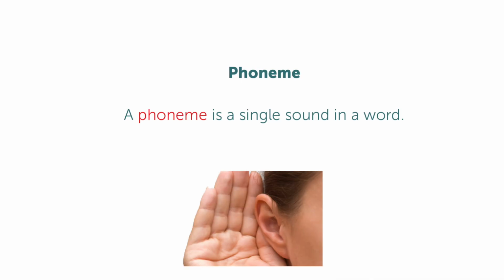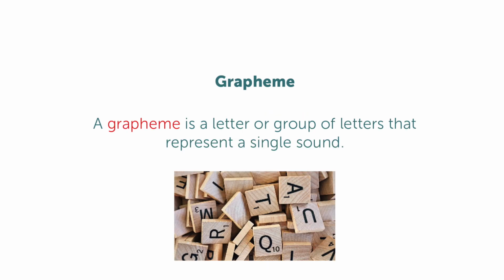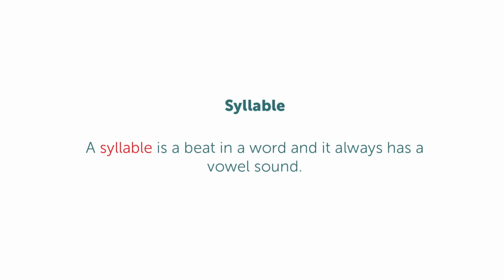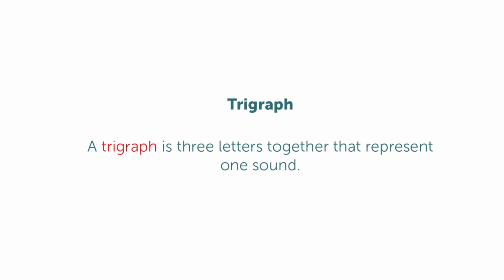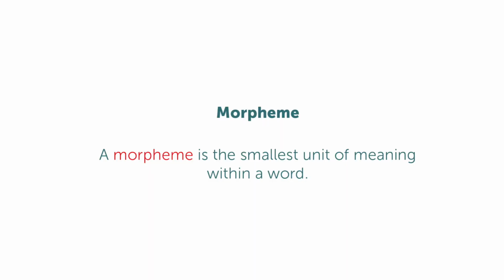So our definitions, we've been doing them all week. Let's go. So a phoneme represents a single sound. A grapheme is a letter or group of letters together representing a sound. Syllable is a beat in a word, must have a vowel in it. Digraph, two letters together that represent one sound. Trigraph, remember, three letters that together represent one sound. Excellent. And do we have morpheme? Let's just put it in there. A morpheme is the smallest unit of meaning within a word.